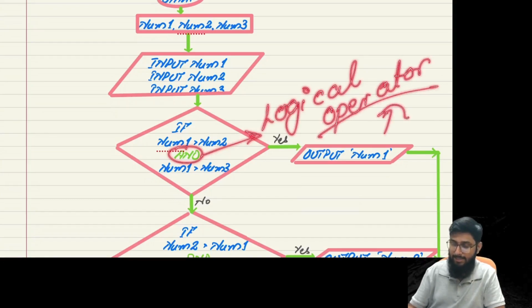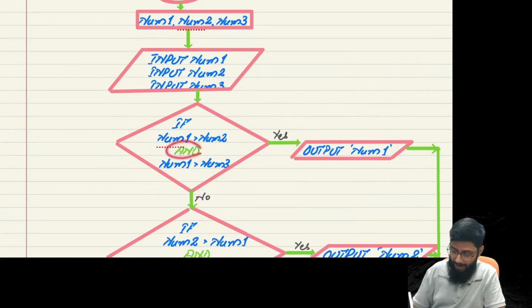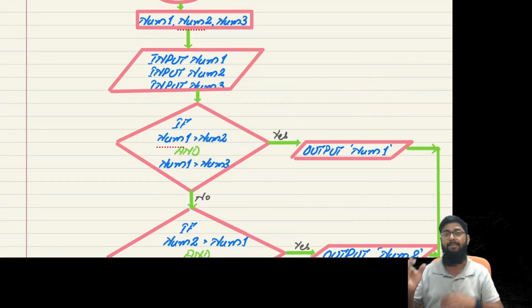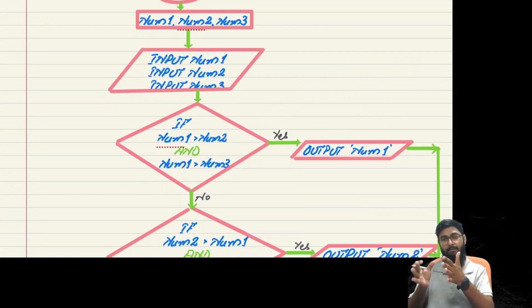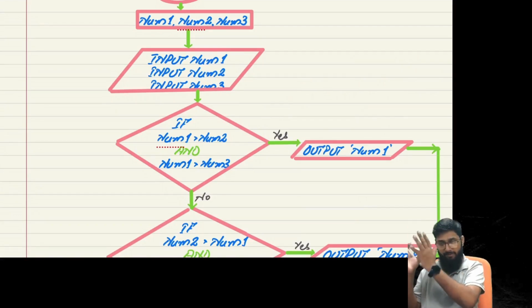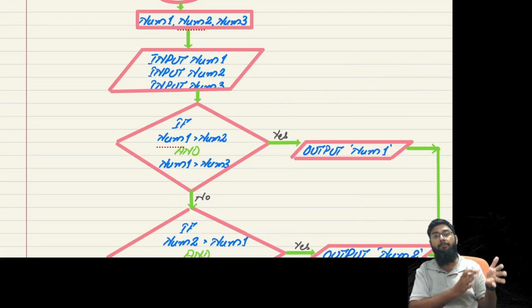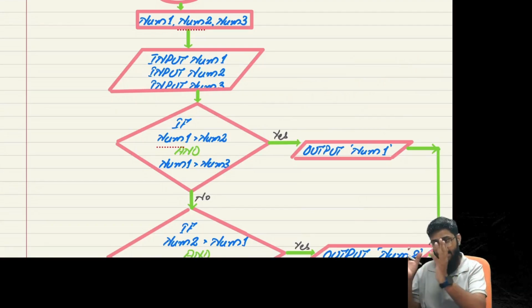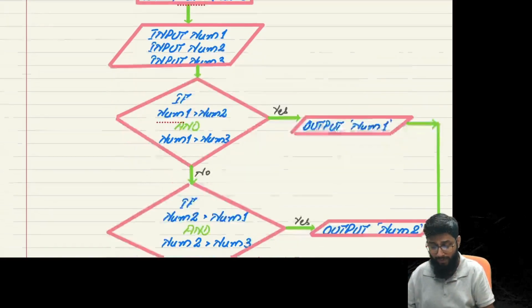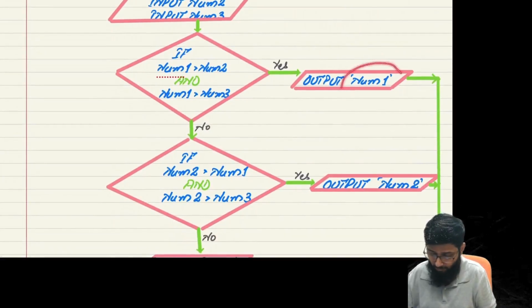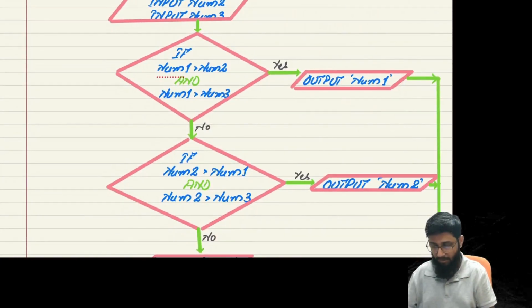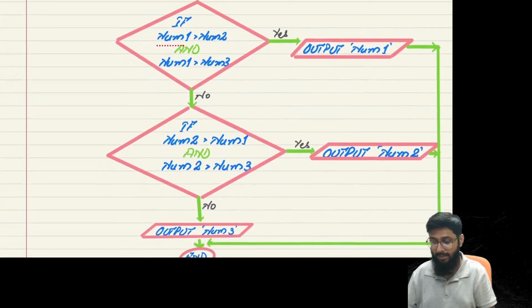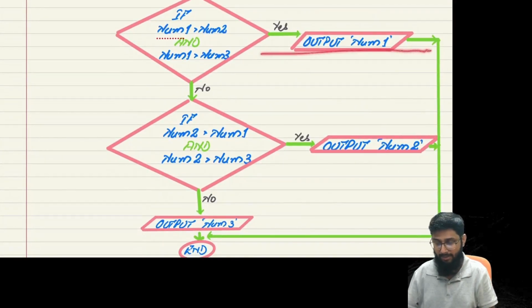So the and num1 is also greater than num3. That means the first variable is greater than num2, as well as the first variable is greater than num3. If it is greater than both of them, then we need to output that num1 is the largest, that means num1 is the greatest. If it is so, num1 is output, and finally we are coming to the end.